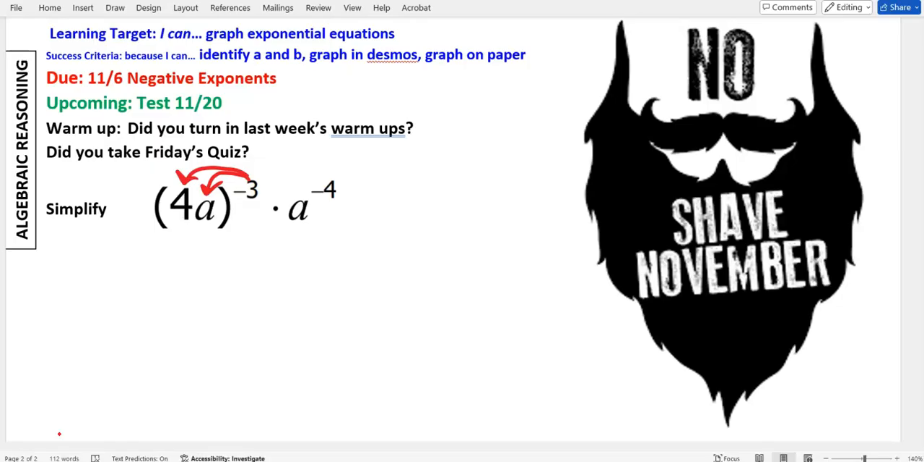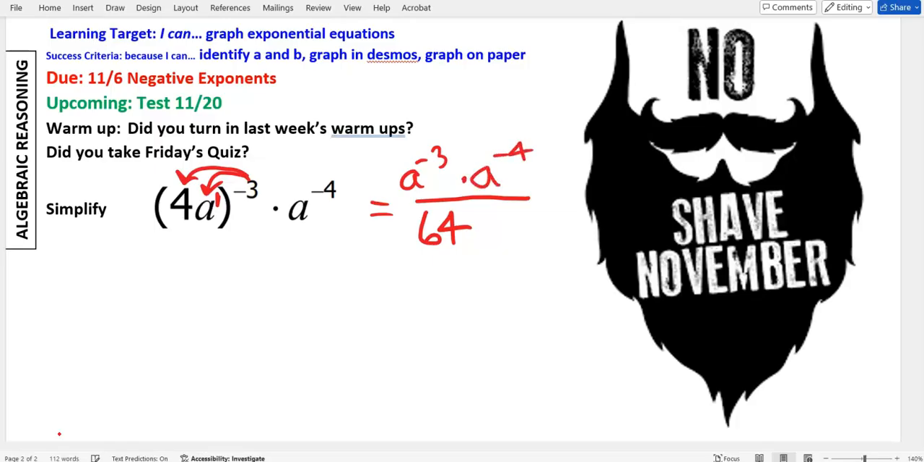Now look, this sign is negative. It's not negative 64. It's 64, but is it going to go on the top or the bottom? Bottom. Since it's a negative exponent, it goes to the bottom. Okay. Now, negative 3 times no exponent. Negative 3 times 1. Negative 3 times 1 is a to the negative 3. And then times a to the negative 4.